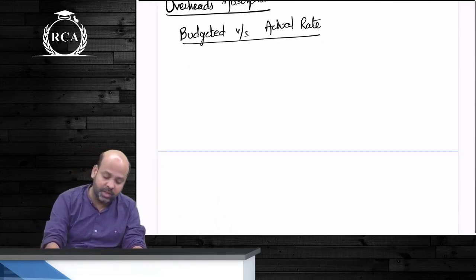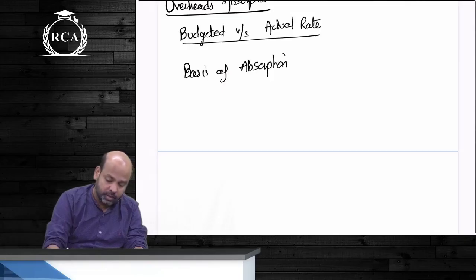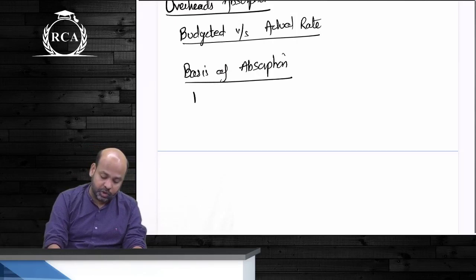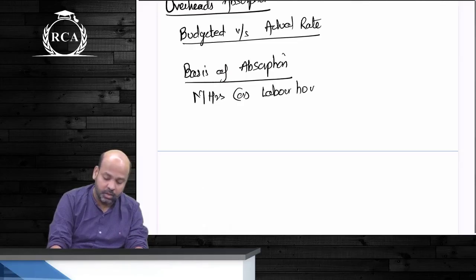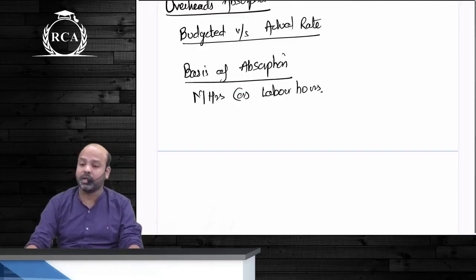The second one, beta, is: what should be the basis of absorption? Usually overheads are absorbed on the basis of machine hours or labor hours, depending on whether a specific department is machine intensive or labor intensive. The logic is pretty simple. The higher the amount of work that you perform on a product, the higher should be the share of expenses.